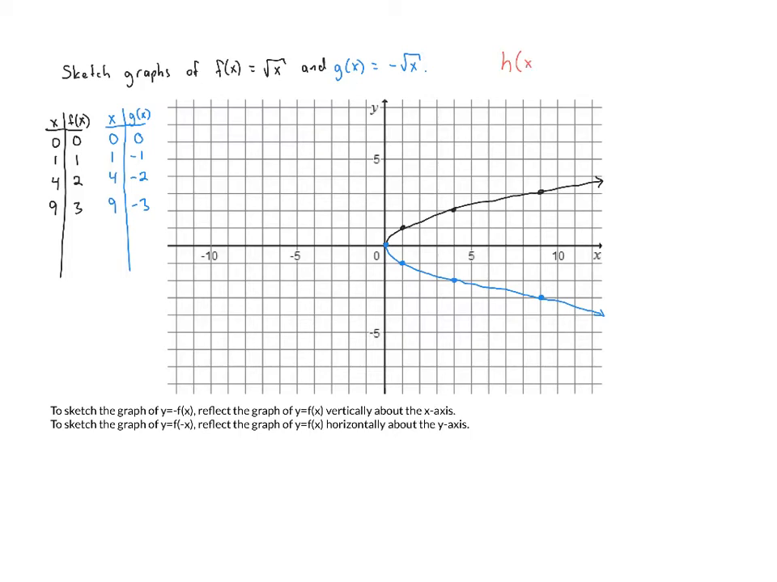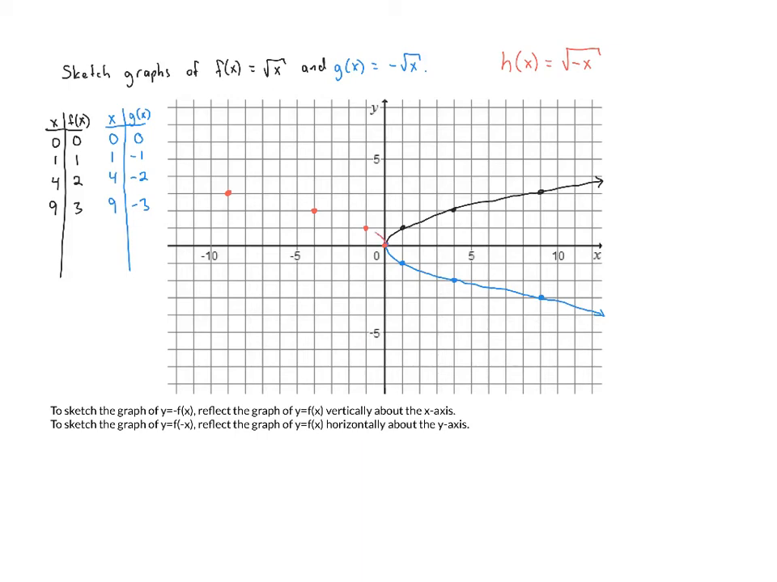The next example is going to be h of x equals the square root of the opposite of x. Now here, what happens is we replace x with negative x, and when this happens, it causes a horizontal reflection about the y-axis. So every point here gets sent horizontally to the other side of the y-axis. So this point that we have right here, 9, 3, becomes negative 9, 3. It moves to the other side. This point 4, 2 becomes negative 4, 2. The point 1, 1 becomes negative 1, 1. And the origin is going to stay the same because it's on the y-axis, so it's not moving anywhere.